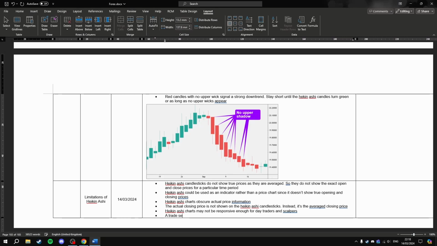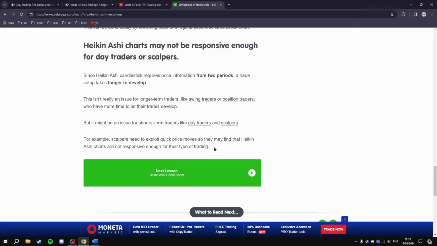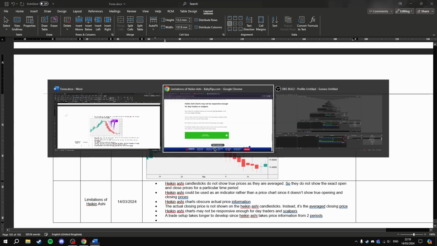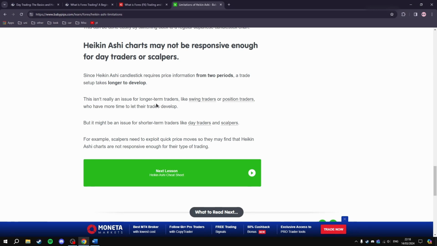A trade setup takes longer to develop since Heikin Ashi takes price information from 2 periods. This isn't really an issue for long-term traders like swing traders or position traders who have more time to let their trades develop, but it might be an issue for shorter-term traders like day traders and scalpers.